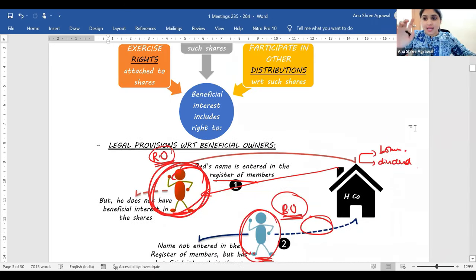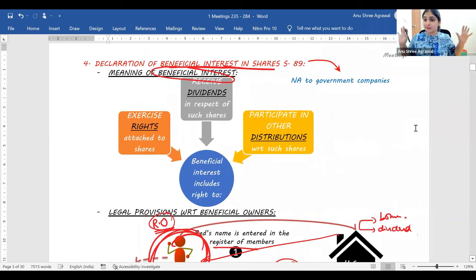All right, one last thing left in this concept. Now, what is beneficial interest? This has a lot of English. We have to learn this up. Beneficial interest includes the right to exercise rights attached to shares, the right to receive dividend, and the right to participate in other distributions.